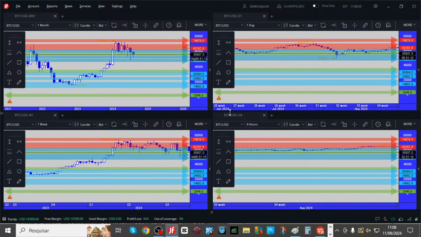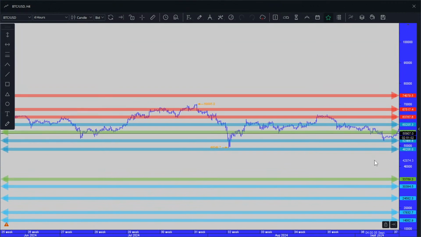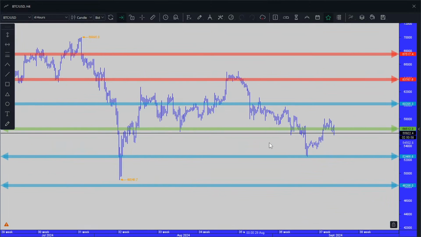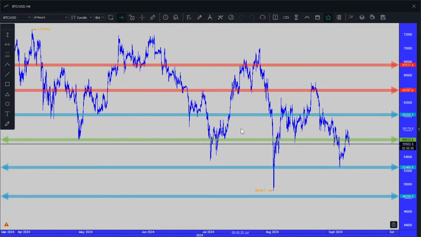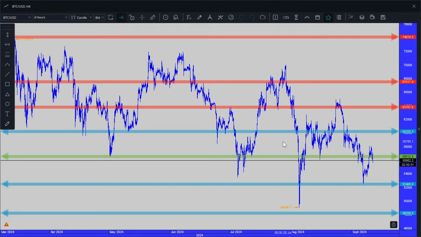Alright everybody, so here is the question. We're going to talk about how to trade the resistance in a downtrend. This is Bitcoin on the 4-hour chart, right? How are we going to make money out of Bitcoin?